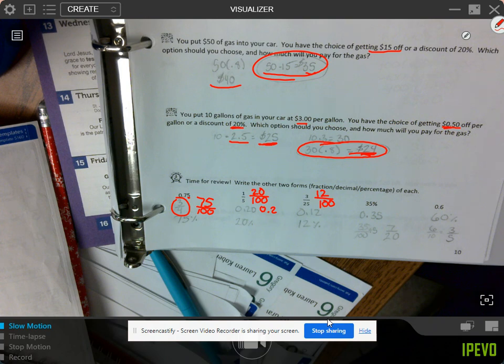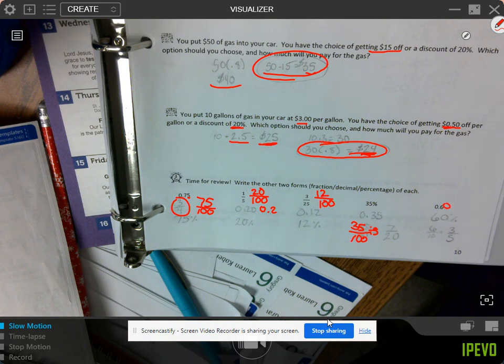35% would be 0.35. We put that 35 over 100, and I can simplify that. I know that one place has a 0 and a 5, so I can divide a 5 out of there, and that's how I get my 7/20ths.